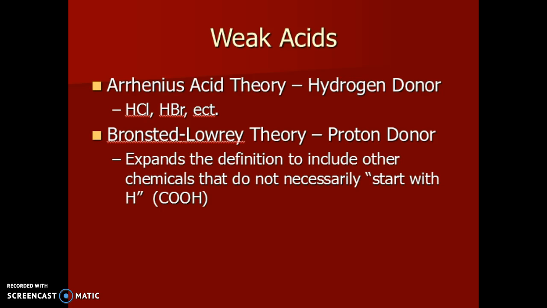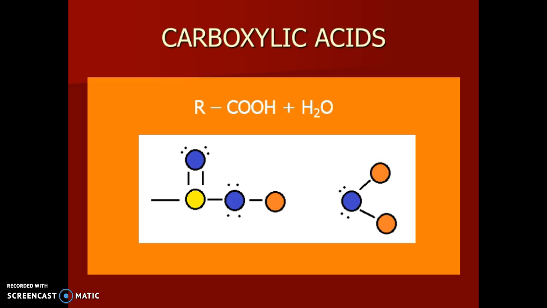So the team of Bronsted and Lowry expanded upon this theory and said that an acid is now considered to be a proton donor. Anything that, when you put it into a solution, seems to want to donate H+ to the system is going to be an acid. So for our purposes, a weak acid can now be defined as anything that starts with hydrogen, or anything that includes the organic functional group COOH, a carboxylic acid group. I want to take a closer look at what a carboxylic acid is and how it qualifies as an acid.